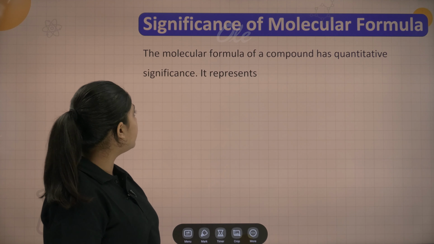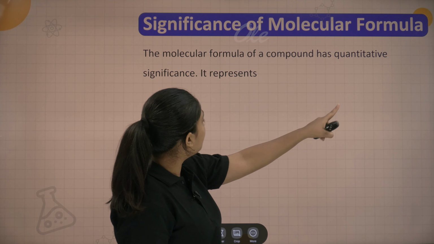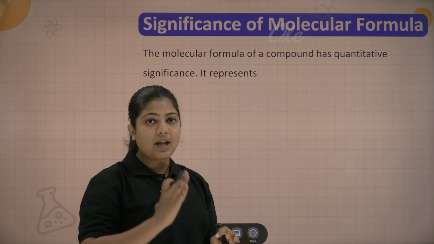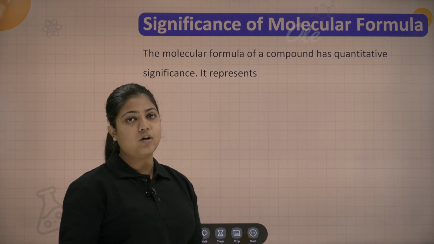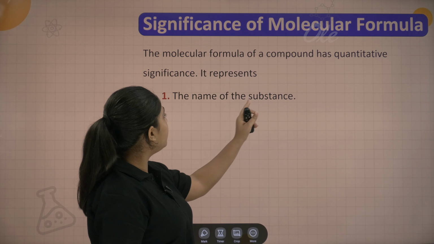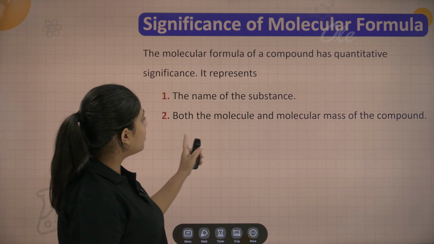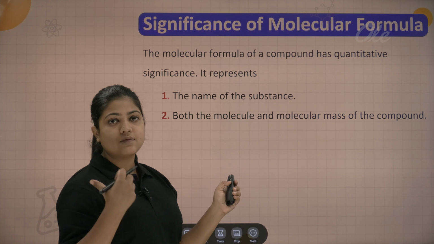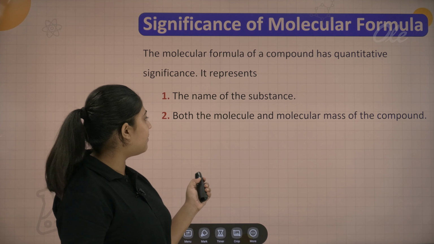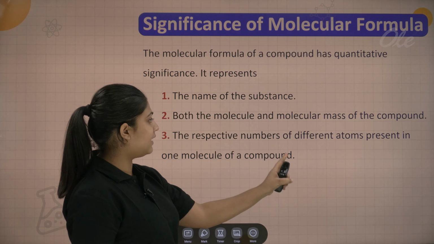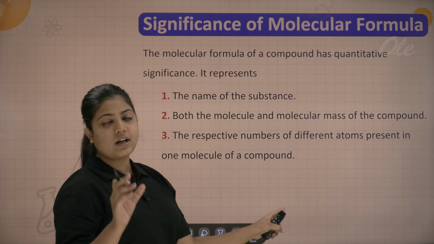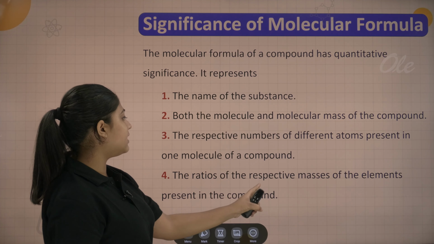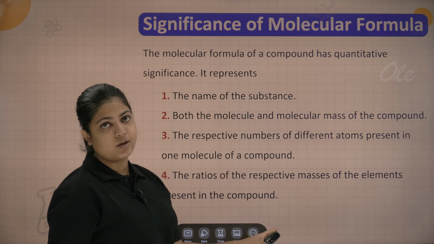the molecular formula here. The molecular formula of a compound has quantitative significance. It has quantitative significance, that means in many ways it is showing us some of the quantities. That means it represents the name of the substance, both the molecule and molecular mass of the compound. We can get the molecule of a compound as well as calculate the molecular mass of the compound. The respective numbers of different atoms present in one molecule of a compound, we can see how many atoms are present in the given compound. The ratios of the respective masses of the elements present in the compound, what is the ratio.